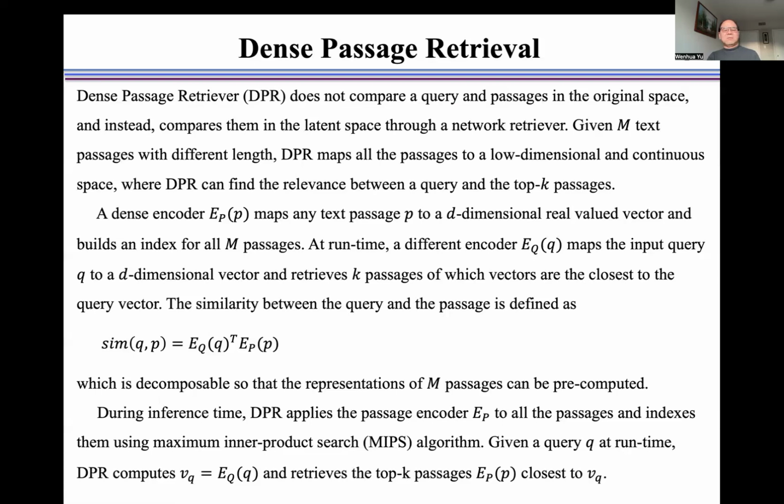During inference time, DPR applies a passage encoder EP to all the passages and indexes them using the maximum inner product search algorithm. Given a query Q at runtime, DPR computes VQ and retrieves the top k passages closest to VQ.